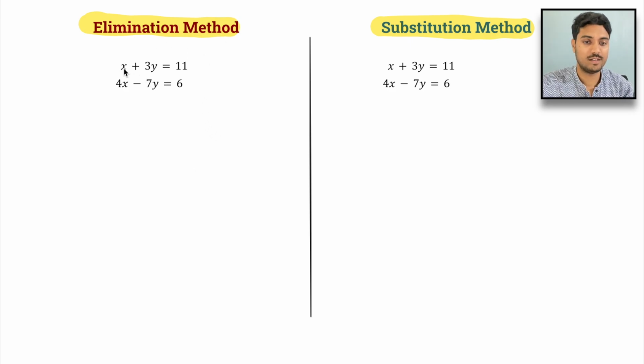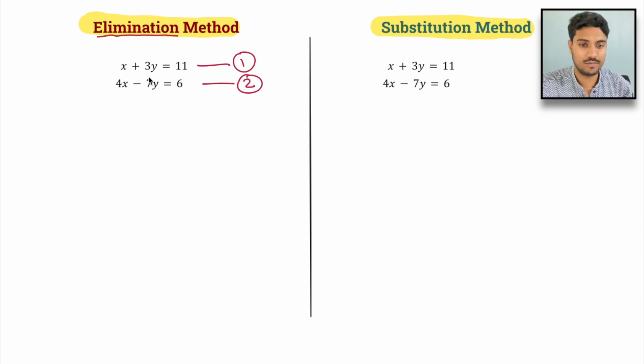We have x plus 3y equals 11 and 4x minus 7y equals 6. So the word itself says to eliminate, elimination method. That means we have to eliminate one term, either the x variable or the y variable. But how? So first, step one, we have to make sure that the coefficient of either x or y are equal so that we can eliminate. How to eliminate? I'll let you know.